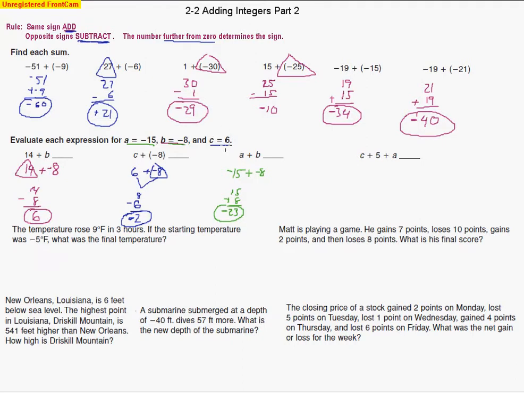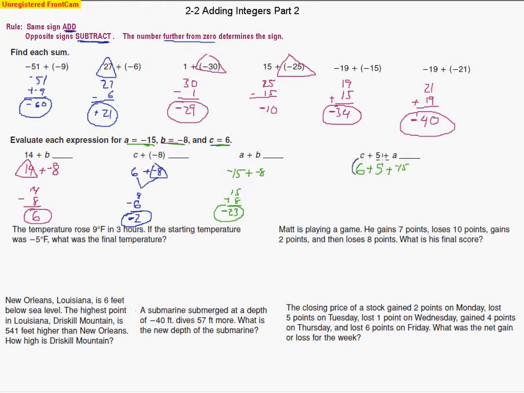Well, this one we have C is 6, so we'll put 6 in place of C. We've got a 5 and A. Let's go back over here. It says it's negative 15. So when I have a series of numbers, I always start with adding up all the positives and then all the negatives and then doing one subtraction problem at the end.